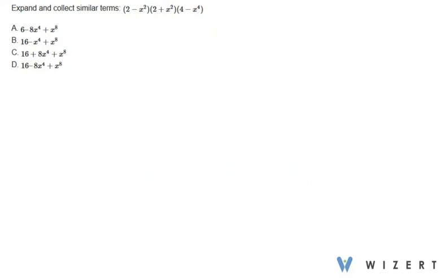We have this question here. Expand and collect similar terms. So (2 minus x²) multiplied by (2 plus x²), (4 minus x⁴).